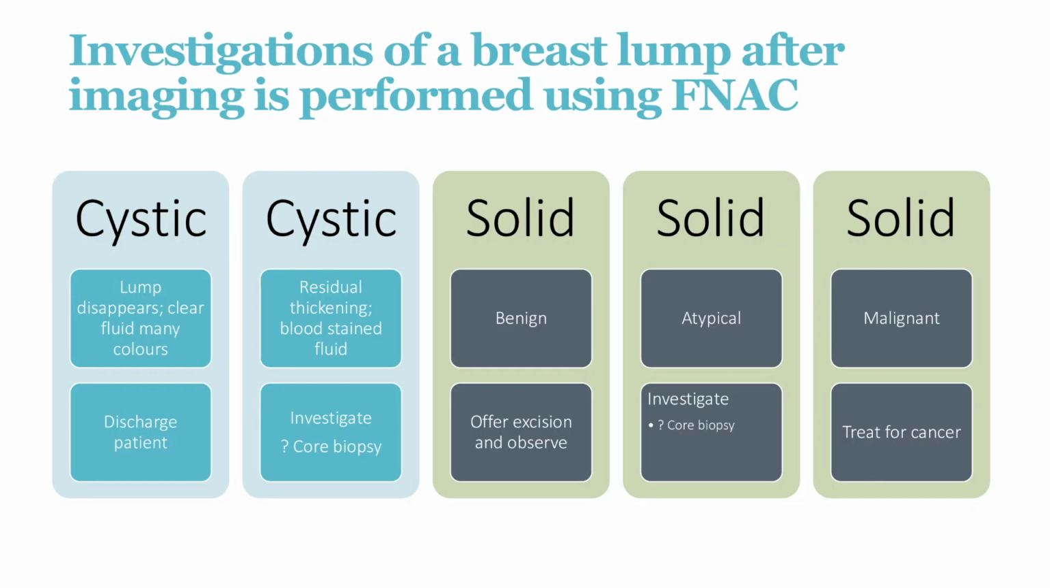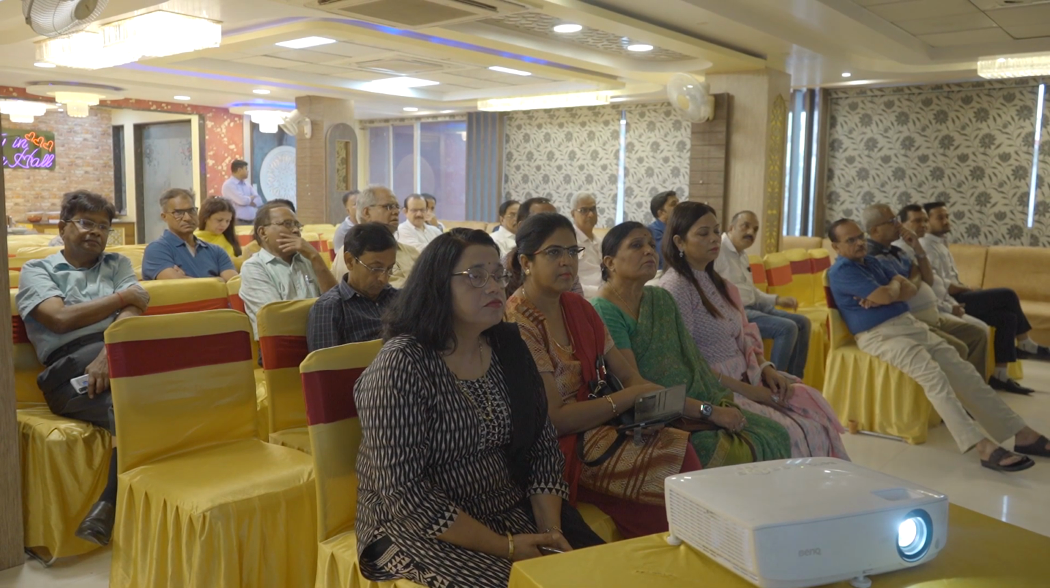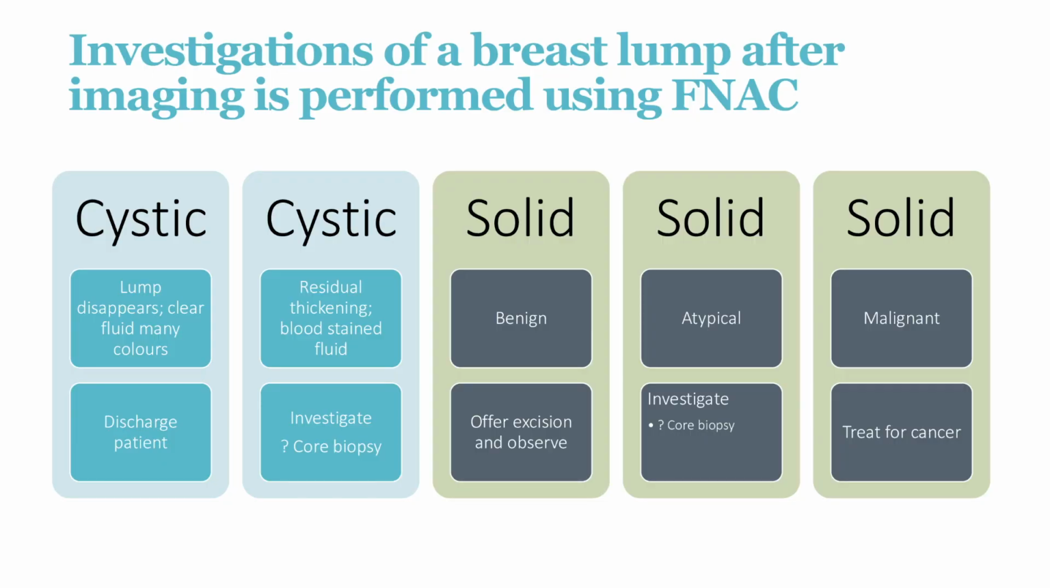This chart I skipped: investigation of a breast lump, cystic and solid. If it is cystic and the lump disappears and clear fluid comes, then discharge the patient. If it is a cystic lesion with residual thickening or blood-stained fluid, then investigate and go for core biopsy. If the lump is solid and benign, often you should excise it and it will be all right. For a solid atypical lump, you go for core biopsy. Solid malignant lump is a very short table I have made.